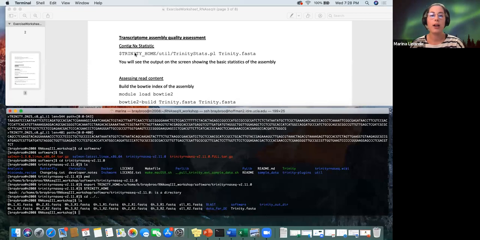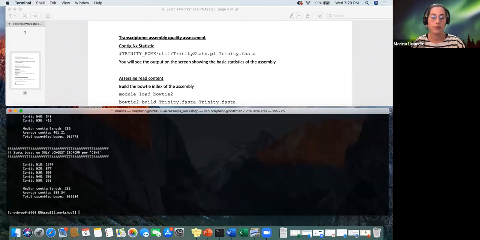Cool. So now we're going to run the Trinity stats pipeline. We go $TRINITY_HOME, and within Trinity home is another folder called util that we looked at briefly yesterday. Inside there is this pipeline, TrinityStats.pl. Then a space, and we just say which assembly we want to run it on, which for us is this Trinity FASTA. Then you press enter, and it's pretty fast.